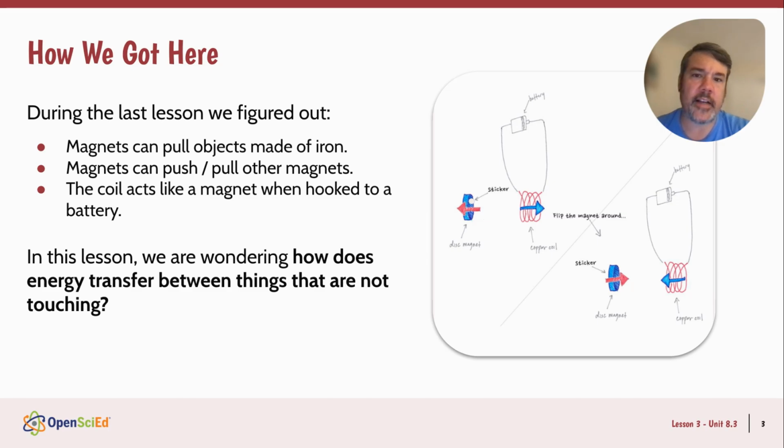So we're coming off of lesson 2. Lesson 2 is where we figured out a lot about the magnet, figured out that it can push and pull things that are made of iron, including other magnets, and that the coil seems to act like a magnet when it's hooked up to the battery. So similar to a magnet, it has sides. We can push and pull with that.